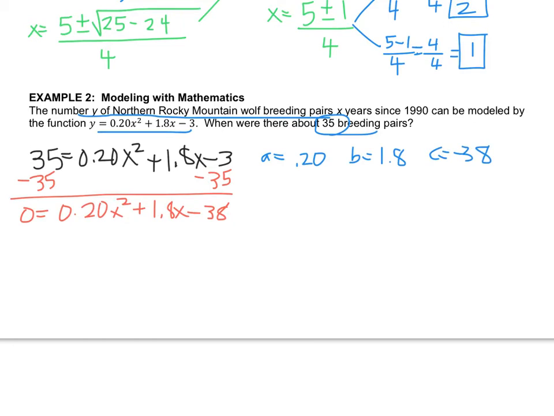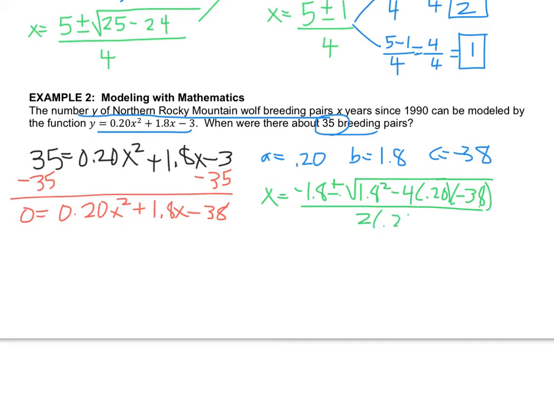You can't see it on the screen anymore, but I can write it out. So it's going to be x equals negative b, so that's negative 1.8, plus or minus the square root of 1.8 squared minus 4 times 0.20 times negative 38. I always need to bring my square root symbol out because I never make it long enough. Over 2 times 0.20. All right, calculators powered up. Here we go.